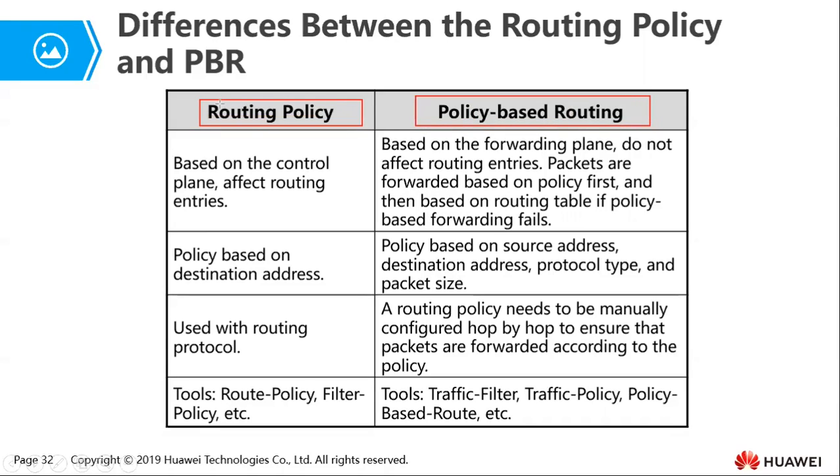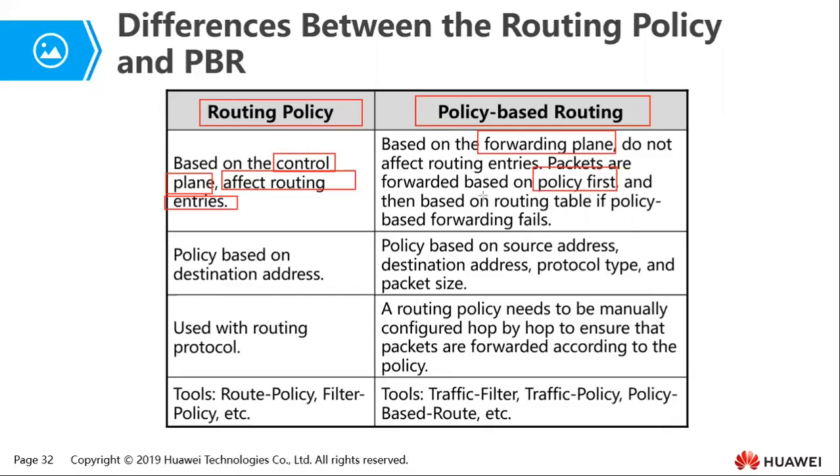So one of them is that routing policy is based on the control plane. You know we have the control plane and the forwarding plane. So it affects the routing entries. The control plane is where the calculation is done by the protocol, so that it can find the optimal route to be installed in the routing table. So that's the control plane. So routing policy operates on the control plane. On the other hand, policy-based routing actually operates on the forwarding plane. So it does not affect routing entries. Packets are forwarded based on the policy first.